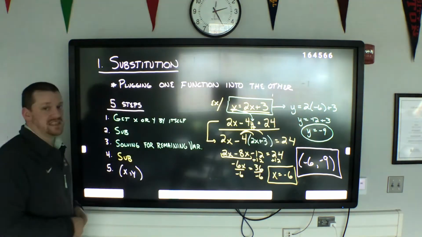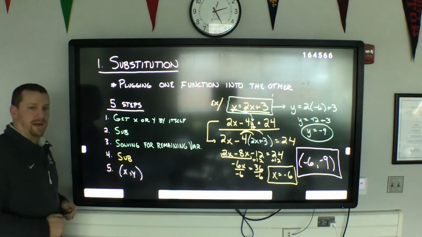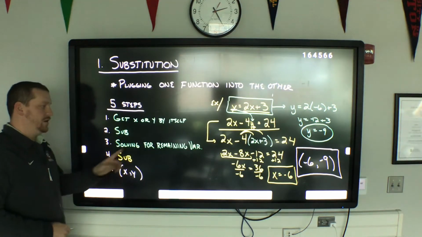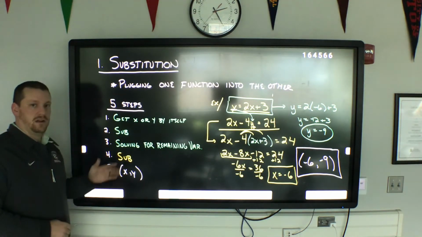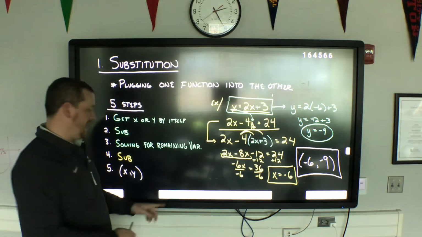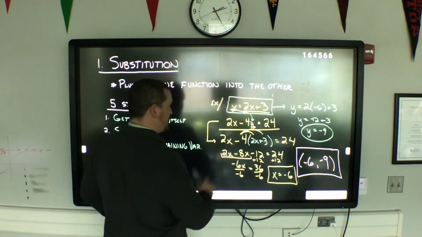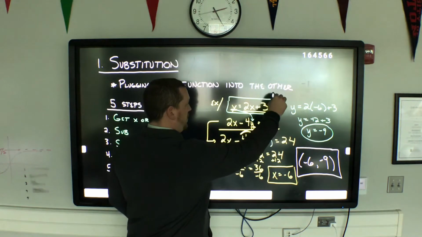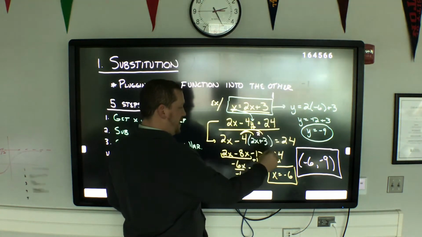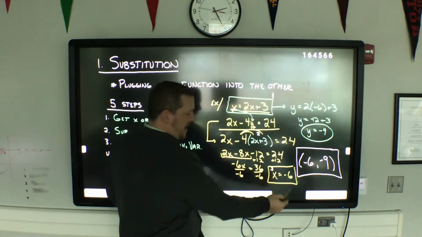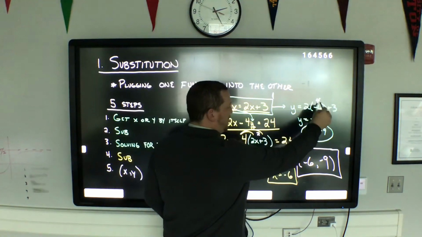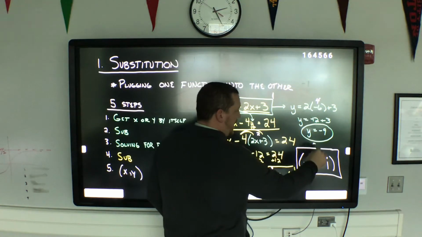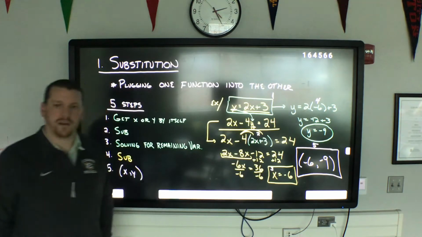So those are the 5 steps of substitution. Get x or y by itself, substitute, solve for the remaining variable, substitute it back in, and then x comma y. And those steps are right here. Step 1, step 2, substitute it in. Step 3, solve for x. Step 4, substitute it back in and solve for y. And then step 5, you have your coordinate.